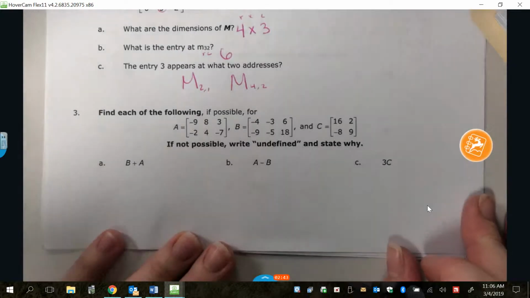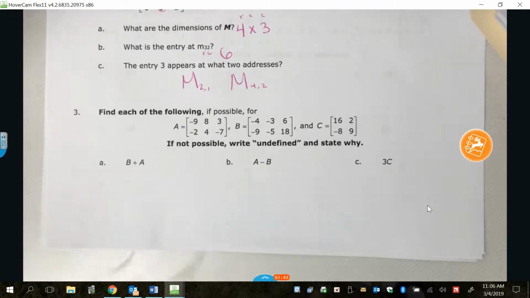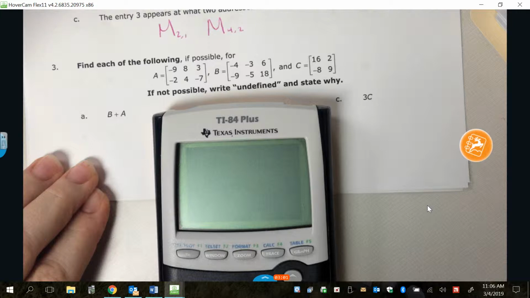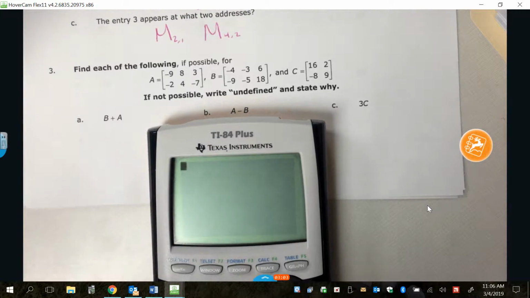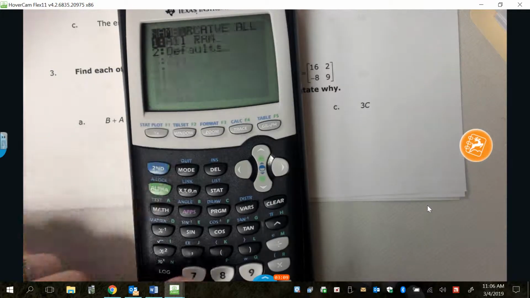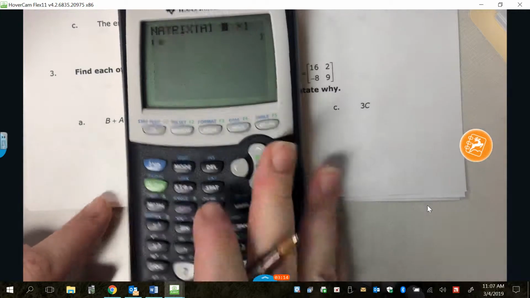Number 3, it says find each of the following if possible. Guys, you can do these in your calculator. Remember, you do second matrix. I'm going to clear my calculator, second matrix, go over to edit. I'm going to type all of these in.